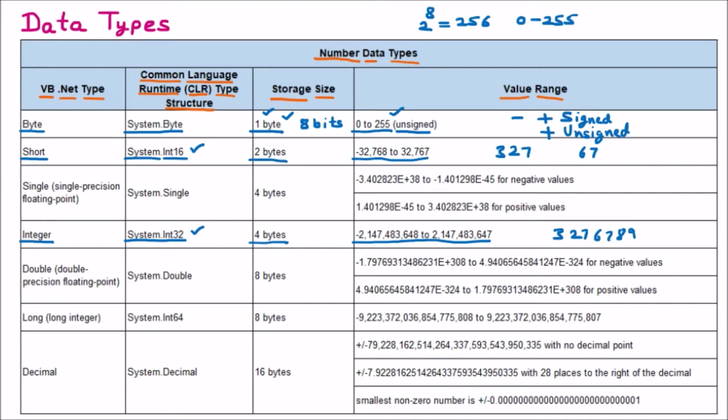So you have to take the short, or the integer, or the long. That depends upon how much number you want. If you want a bigger number, then obviously you have to take the long. So this is the long integer.